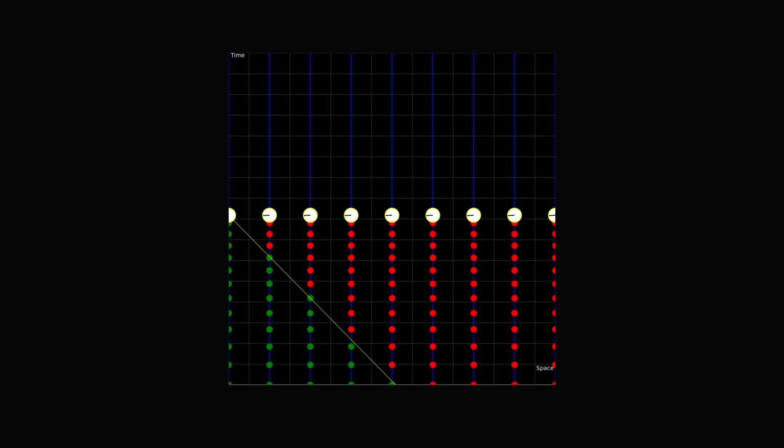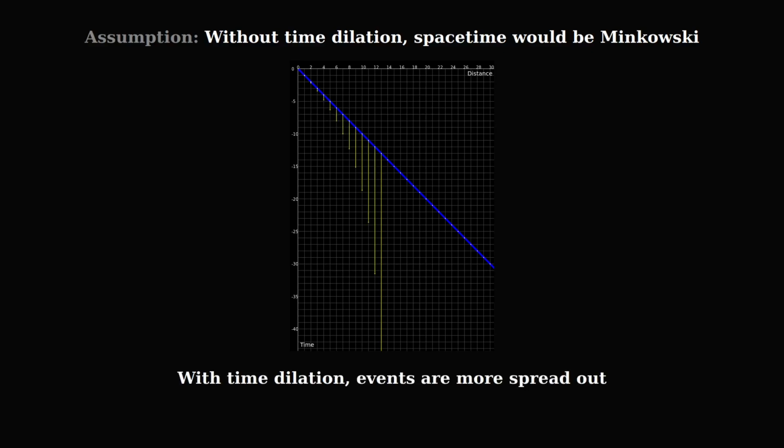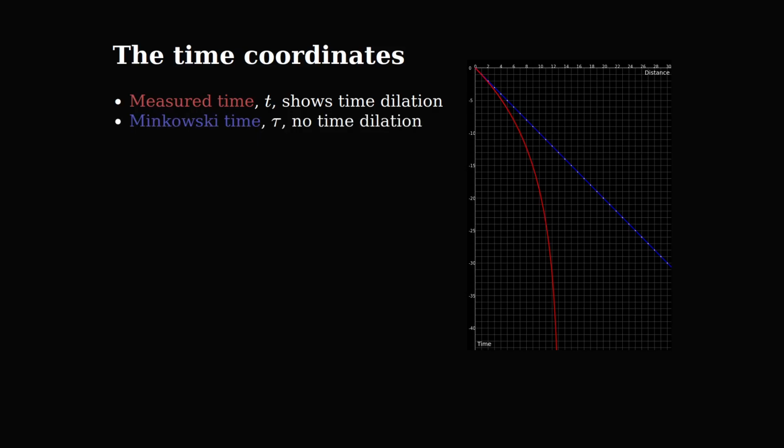But for now, we just need to assume that without time dilation, space-time would be Minkowski. And with time dilation, events are more spread out. So our observed time is this red line. To think about it, we have a measured time, which is red, and that's t. And we have a Minkowski time in blue, and that's tau. And that has no time dilation. So that would be like taking the time dilation out of measured time.